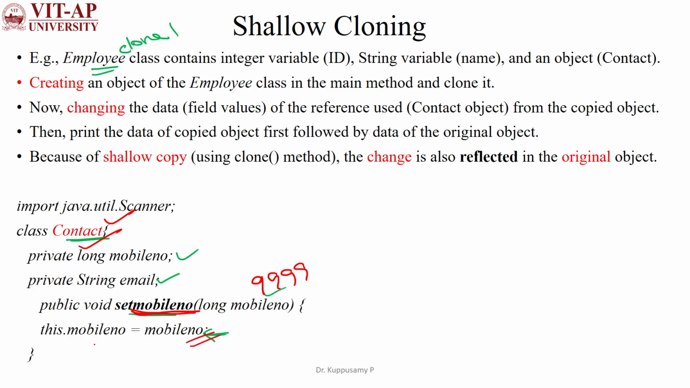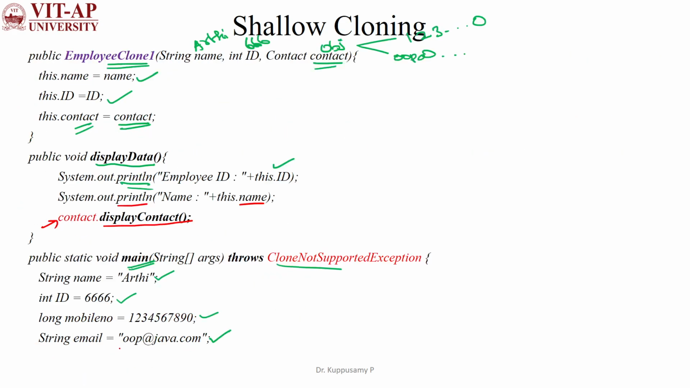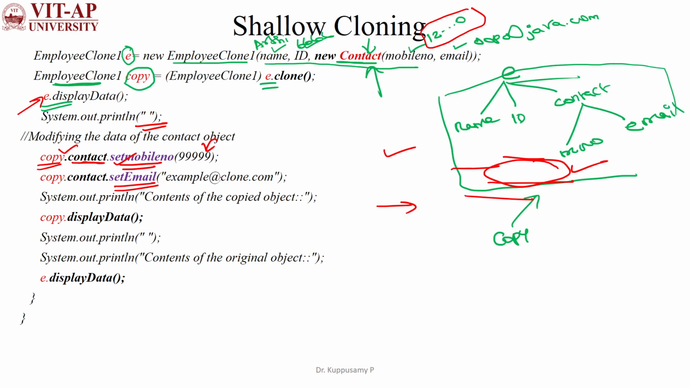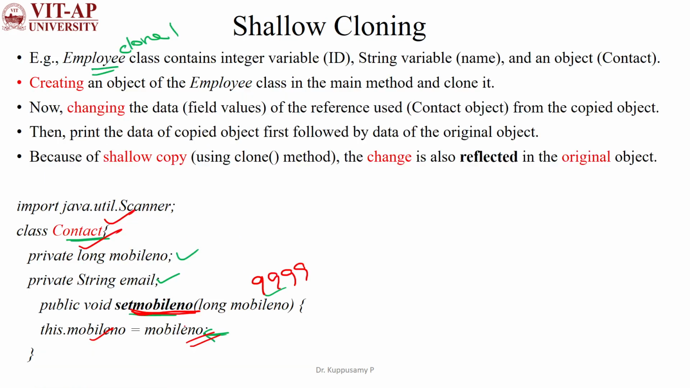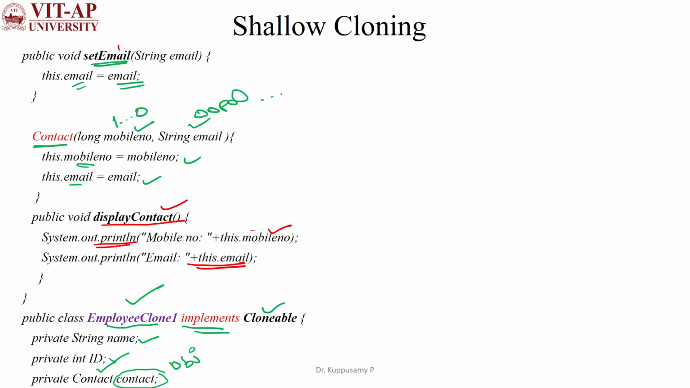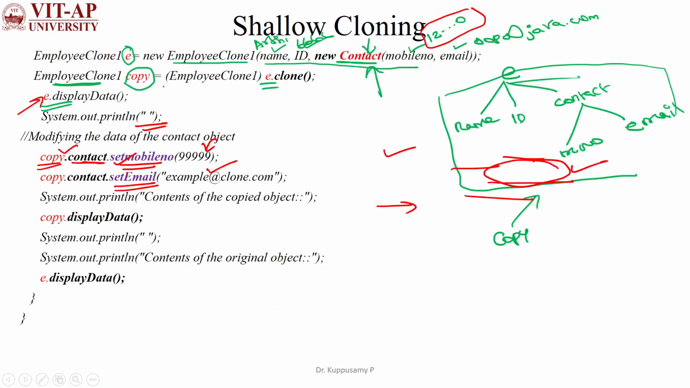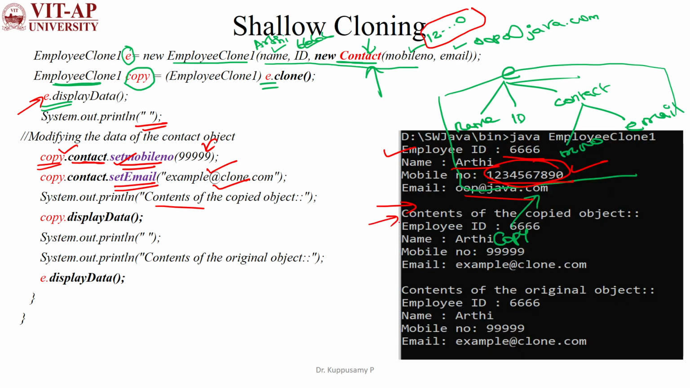Now assigning the four 9s into mobile number. Like that, here I am calling set email id. So one set email id is called with example@clone.com, right? In the contact class we have the set email id method. Here we are passing that value and assigning it. So once we assigned example@clone.com, here we are trying to print the copied object, that means the cloned object. So these are the contents of the cloned object.